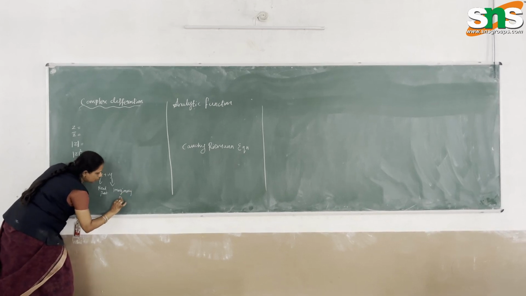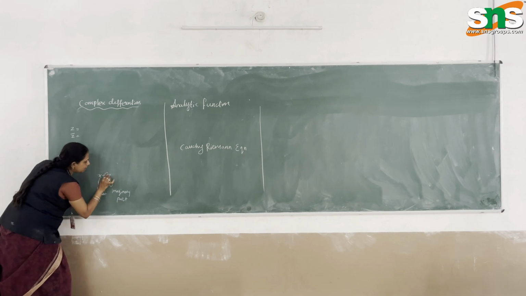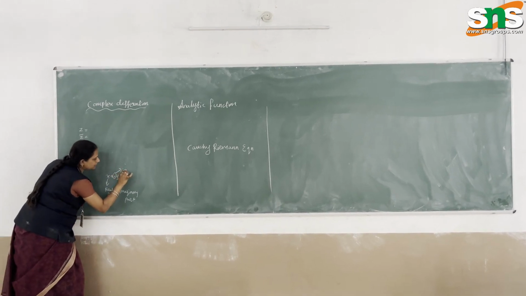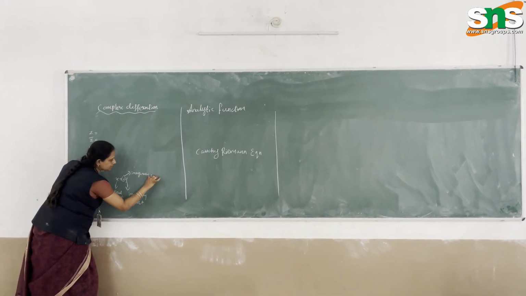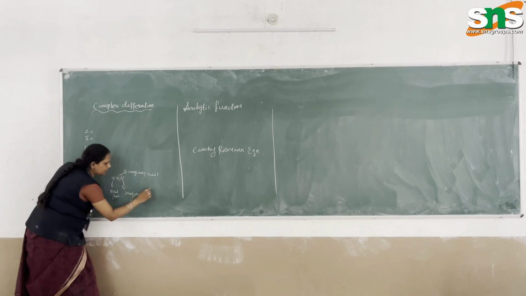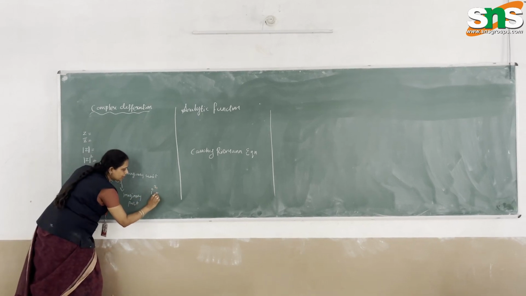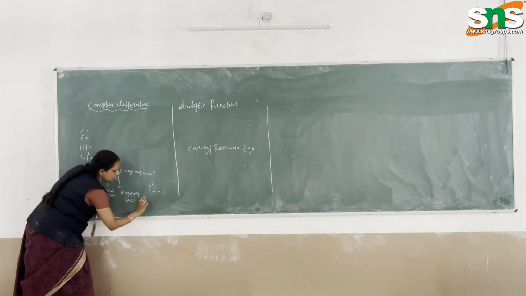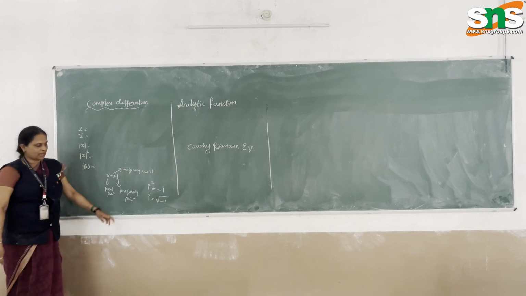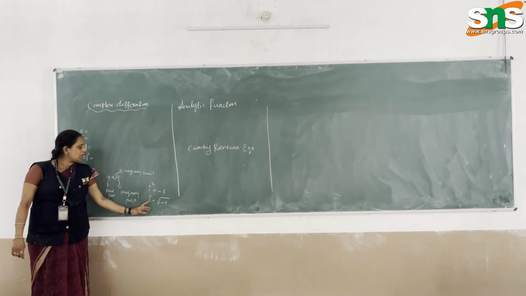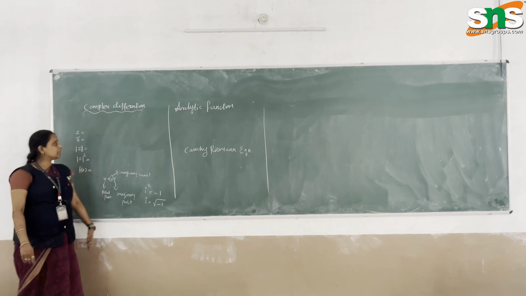And i is the imaginary unit. So in this, i square is minus 1. So i is root of minus 1. You know the value i square equal to minus 1 and i equal to root of minus 1.